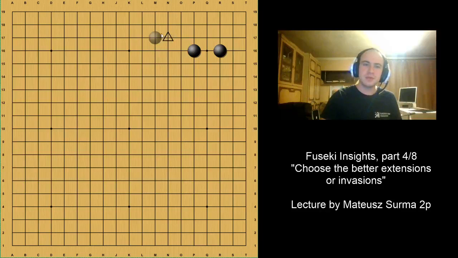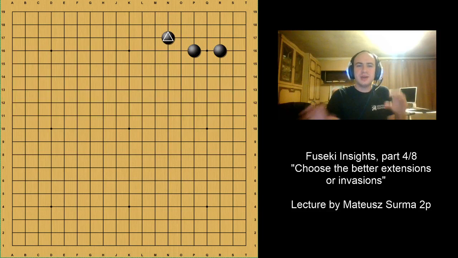But instead of this move, it was possible to play here. Anyway, this difference in aji is not that big because of black having this extra stone. Black would just have more territory there, in my opinion. So now this shape, it's very close to each other. All these stones are very, very close. So it doesn't look that interesting for black.